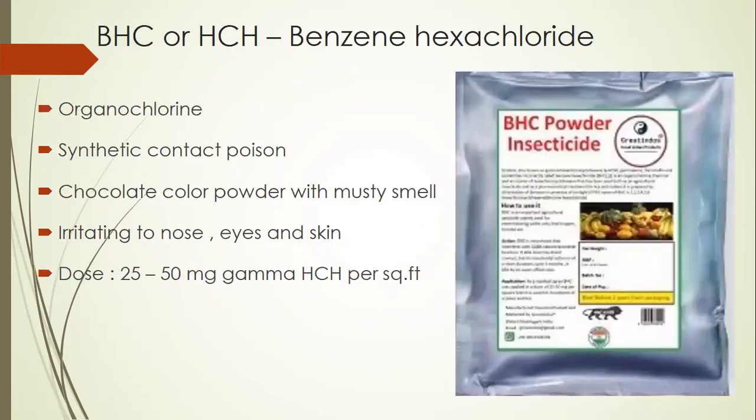Then BHC, benzene hexachloride or HCH, these are organochlorines. It's a synthetic contact poison. It's a chocolate colored powder with musty smell. It is an irritant, so irritating to the nose, eyes and skin. Dose is 25 to 50 milligrams gamma HCH per square feet.